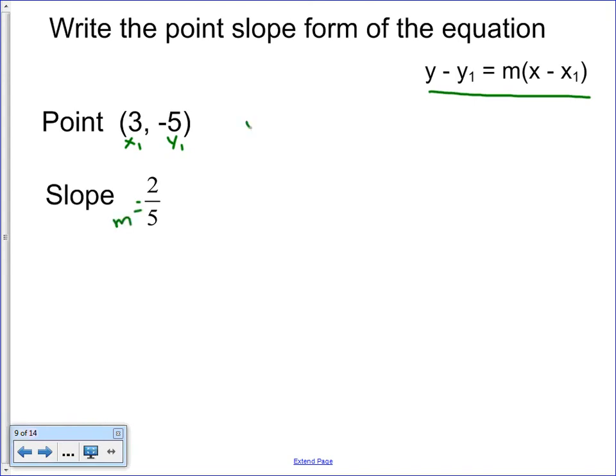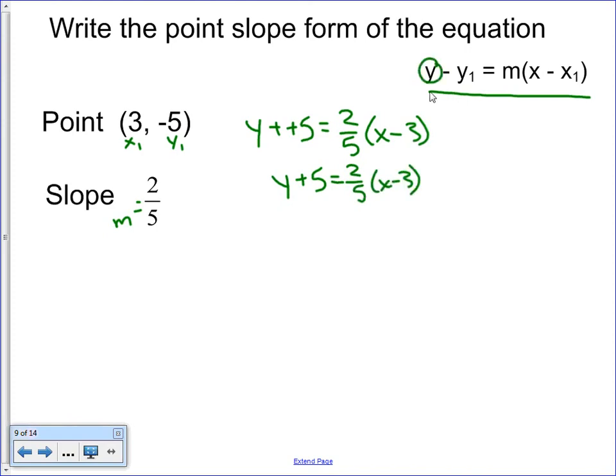So y minus y1, so y minus a -5, and we'll simplify that in a little bit, equals m, so m is 2/5, so 2/5, times x minus x1, so x minus 3. So when we simplify that, that's just going to be y plus 5 equals 2/5 times x minus 3. So we are always going to keep this y just straight y and this x straight x. We're never going to plug in anything for those. These ones we're going to plug stuff in for.